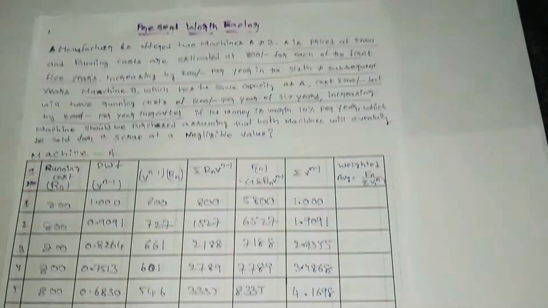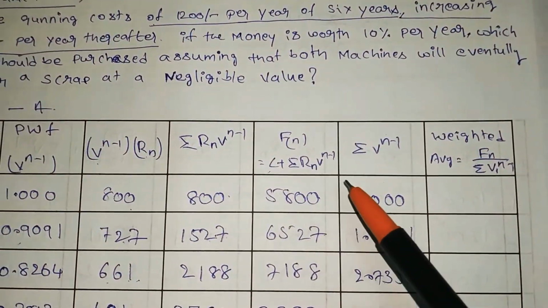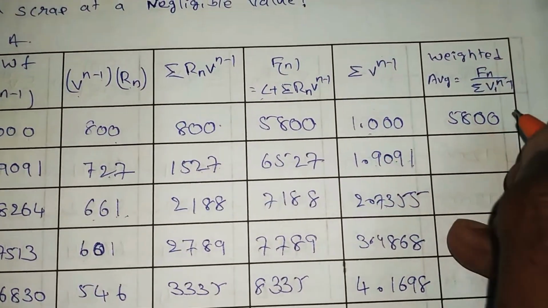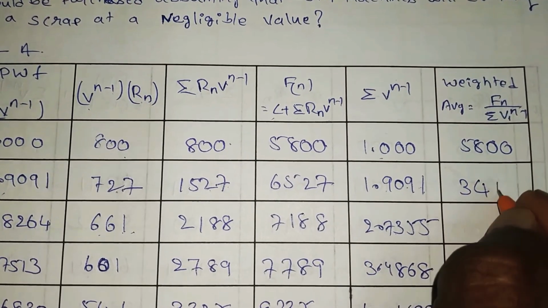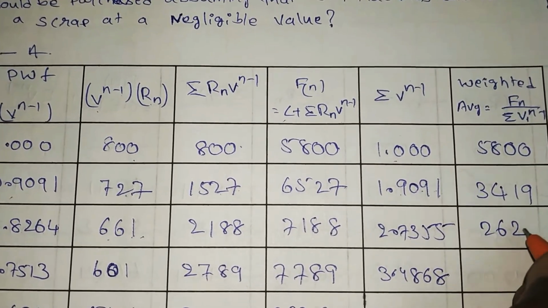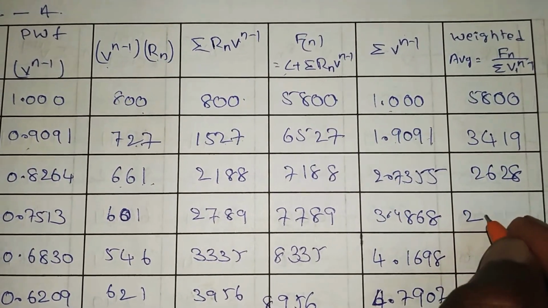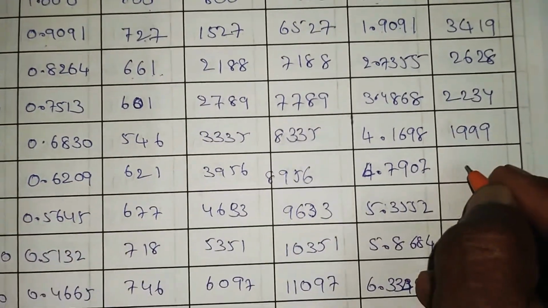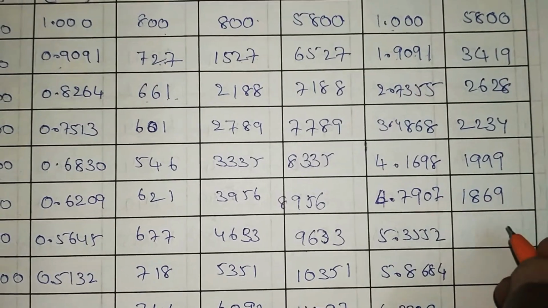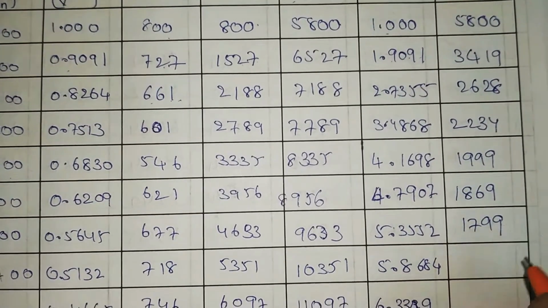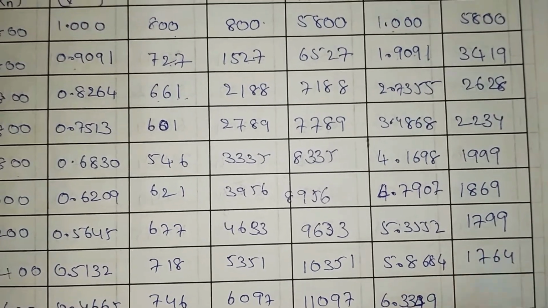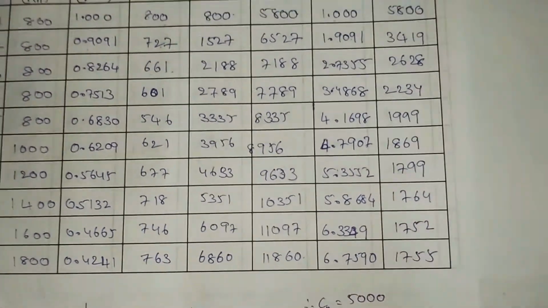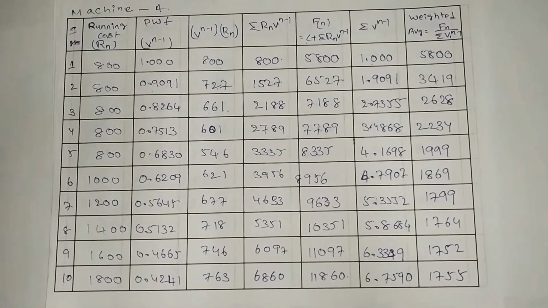Last one, the weighted average, column 7 and 8 divided by 5800, 3419, 2628, 2234, 1999, 1869, 1799, 1764, 1752, 1755. This is the final table for machine A for 10 years.